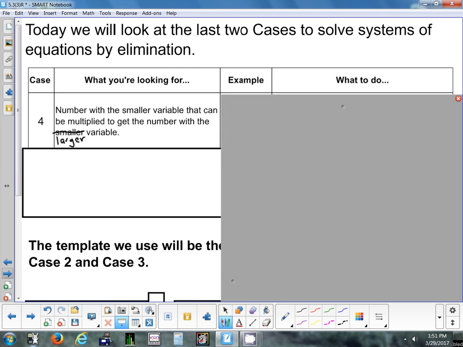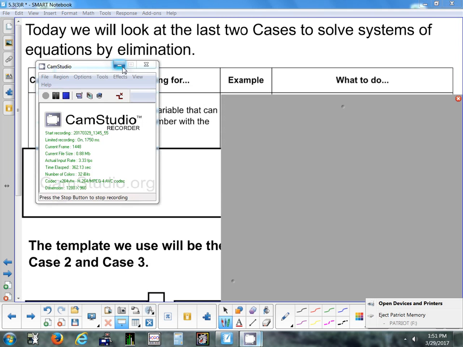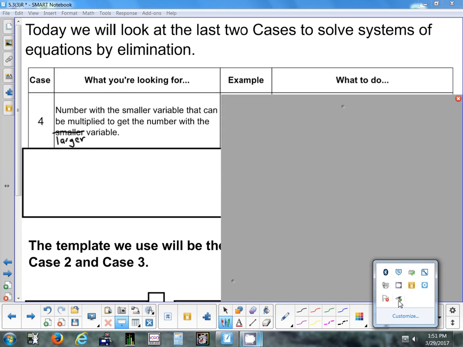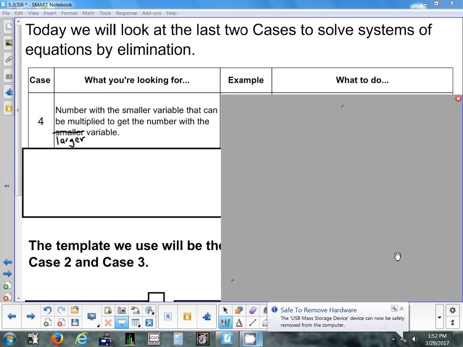So the number with the smaller variable can be multiplied by a number that will give you the larger variable. And like I said, when I show you the example, it'll make more sense. Again, in this one, just like step 2 and step 3, we're only multiplying in one equation. The number with the smaller can be multiplied to get the number with the larger.